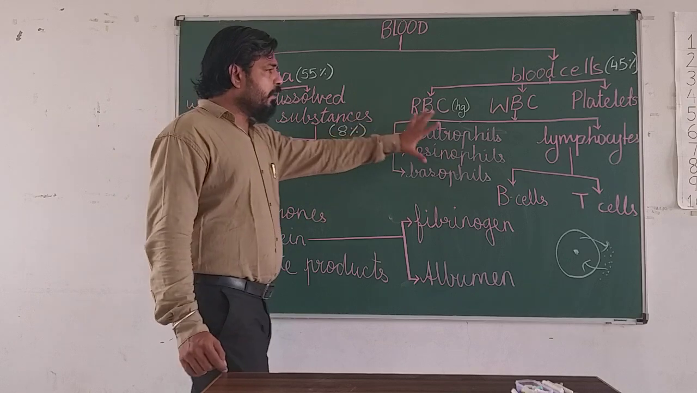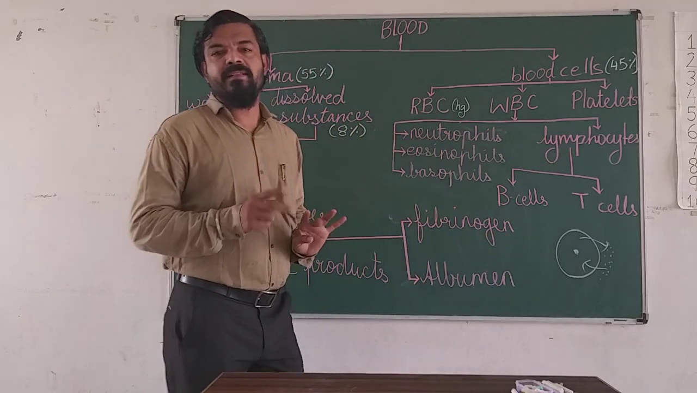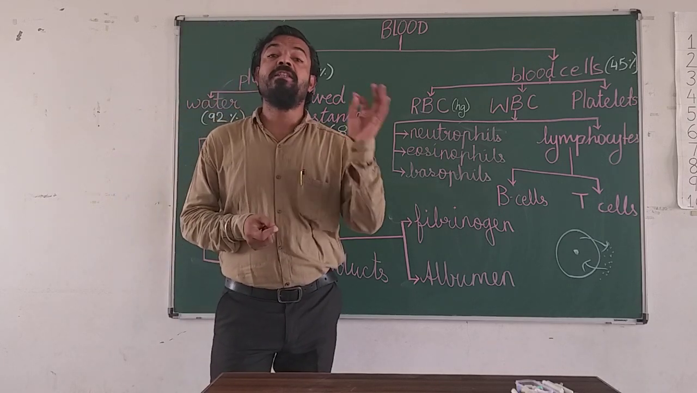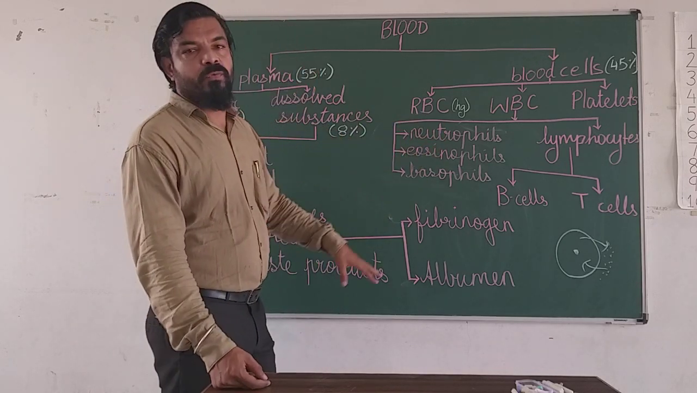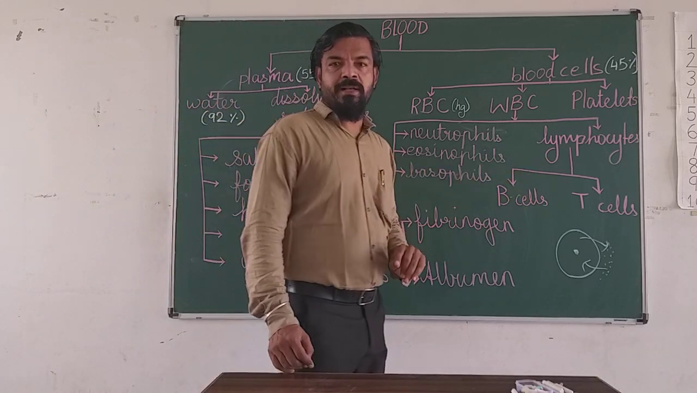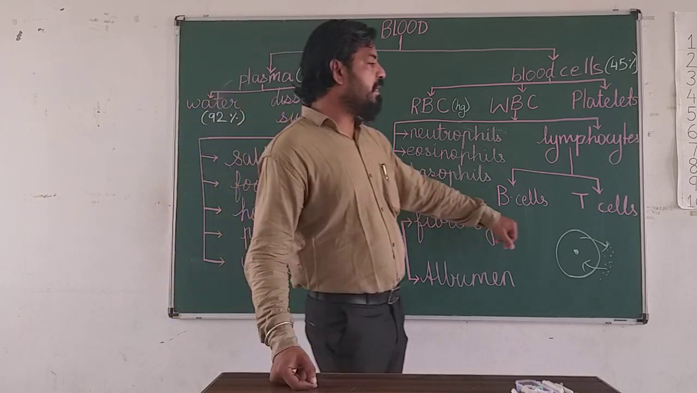Okay. Now there is one part also. See, WBC have two types of cells: the granulocytes and non-granulocytes. The granulocytes have these cells: the neutrophils, eosinophils, and basophils. And the lymphocytes don't have these granules. But lymphocytes have two types of cells, which are B cells and T cells.